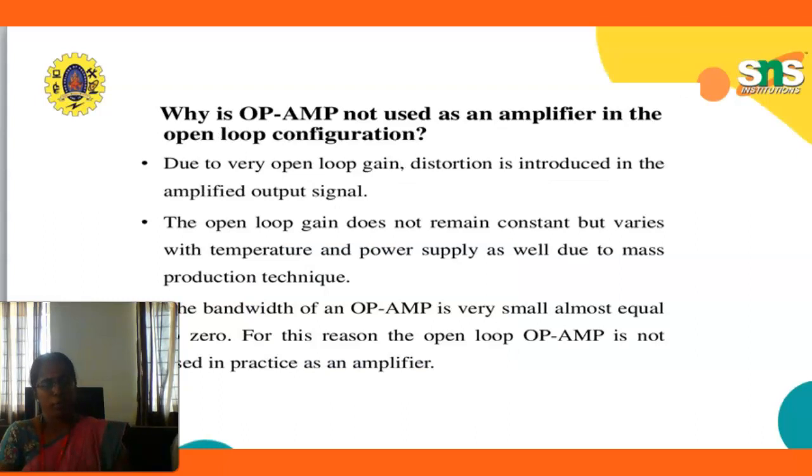Why is an opamp not used as an amplifier in an open loop configuration? Due to the very high open loop gain, distortion is introduced in the amplified output signal. The open loop gain does not remain constant but varies with temperature and power supply as well as due to production technique. The bandwidth of an opamp is very small, almost equal to 0. For this reason, the open loop opamp is not used in practice as an amplifier.